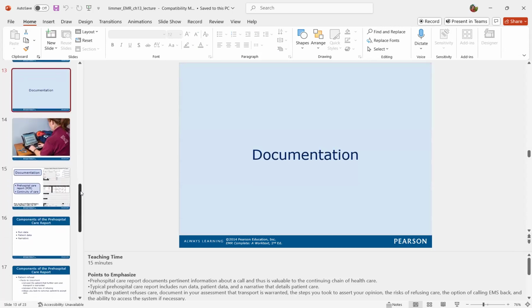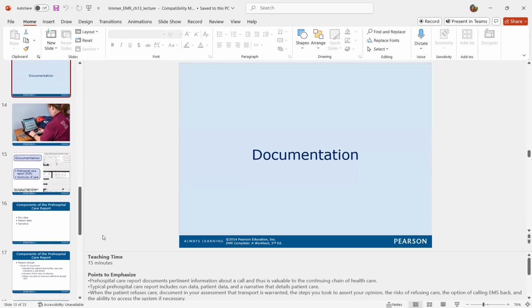All right, documentation. We use what's called pre-hospital care reports that document pertinent information about a call, and that is a valuable part of continuing the chain of healthcare. Typical pre-hospital care reports usually have some run data, patient data, and a narrative that details patient care that was given. When the patient refuses care, we're going to document that. There are some steps warranted for that, for maybe us to talk them into being transported, that type of thing.